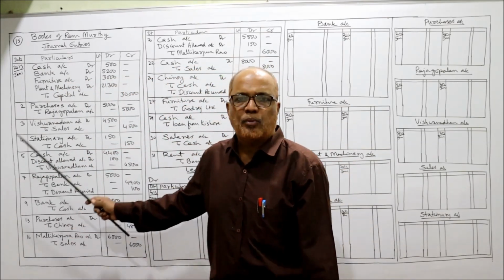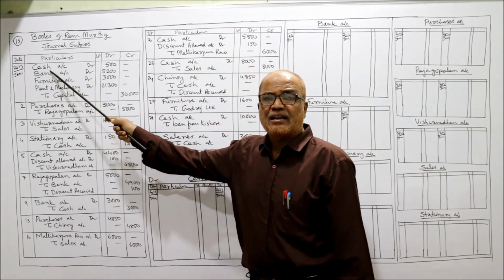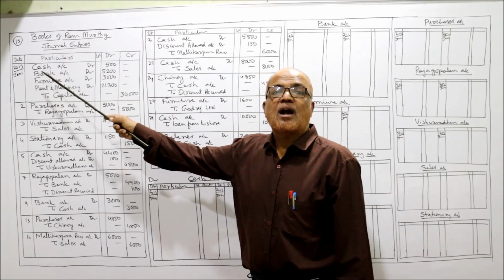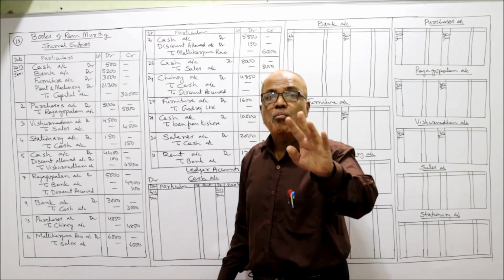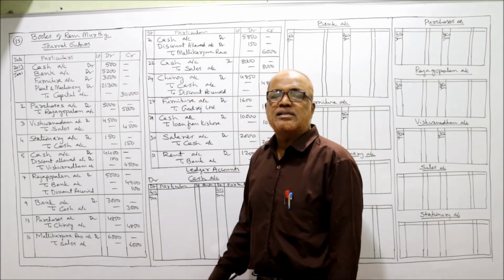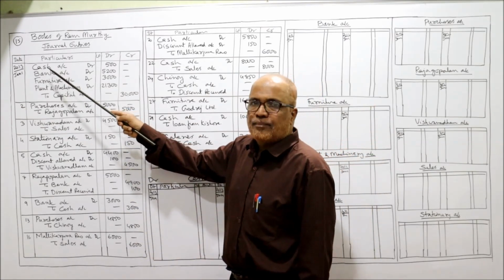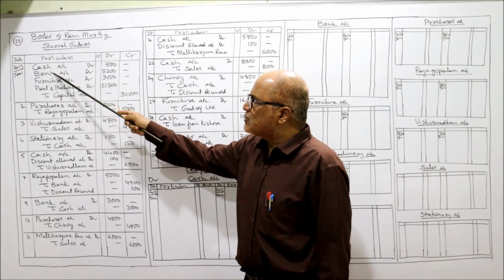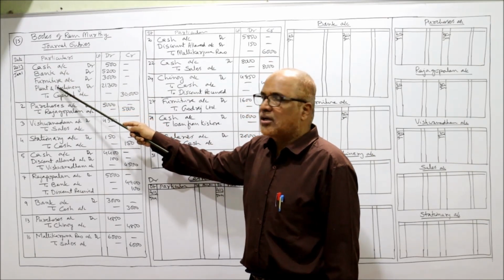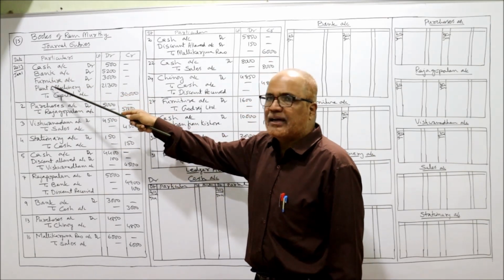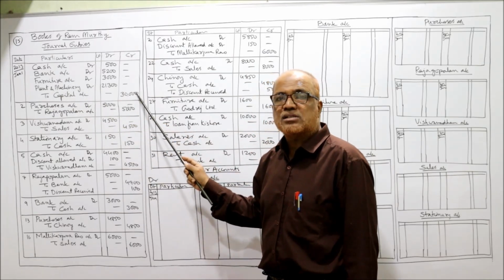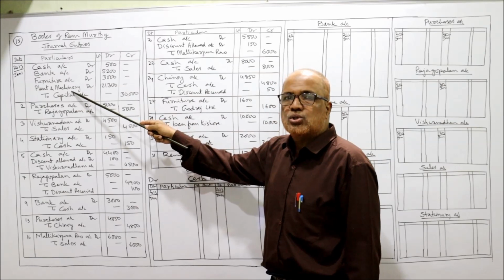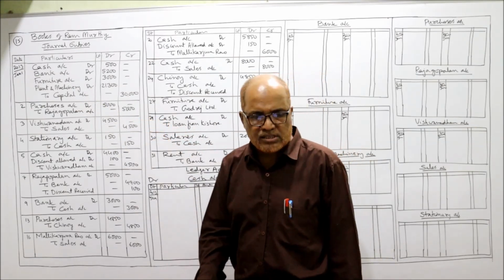Now we'll start posting. First entry. In the first entry it's a compound entry because we don't have 2 accounts. More than 2 accounts are there. So it's a compound entry. Debit is given to cash, bank, furniture, plant and machinery. These 4 accounts are debited. And which account is credited? Capital account is credited. The 4 accounts are debited, 1 account is credited.